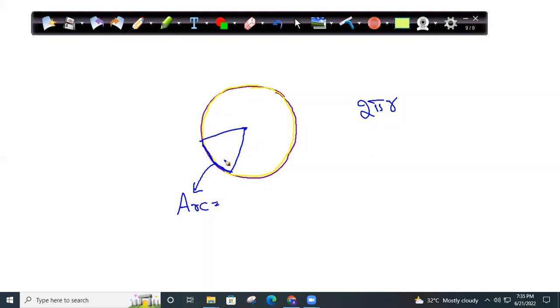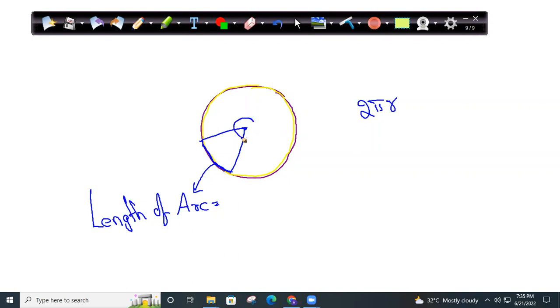Small part of the circle is called an arc. You should know these terminologies. This length is called arc. How to find the length of the arc? I can find the length of the arc. Total length is 2 pi r.